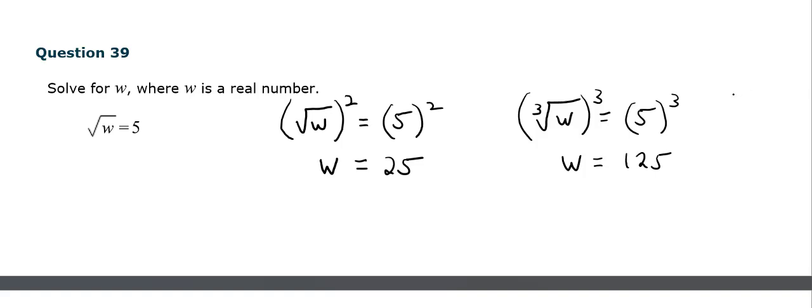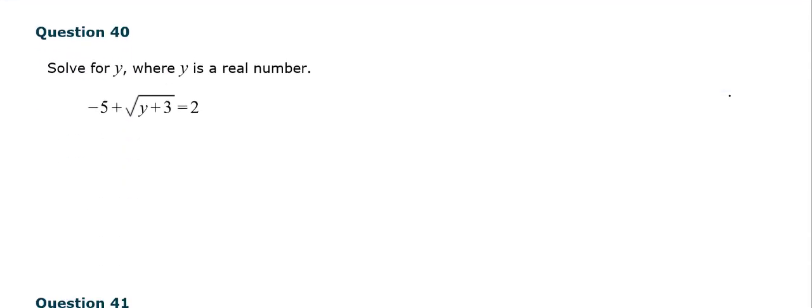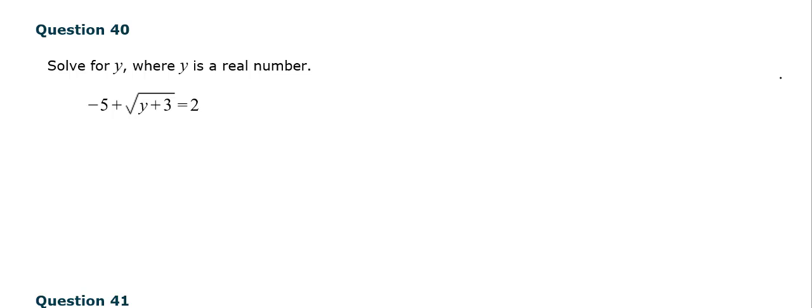The next problem. I have negative 5 plus the square root of y plus 3 equals 2. The first thing we want to do is isolate our radical. So I'm going to add 5 to both sides. And this would give me the square root of y plus 3 equals 7.